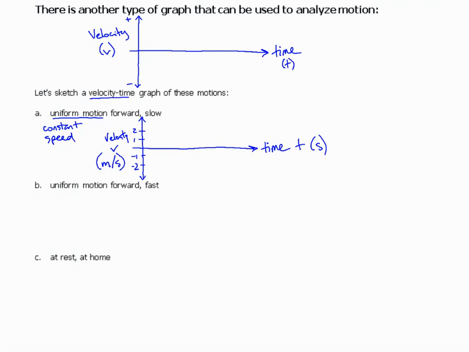So let's say that I start at a velocity of 2 meters per second. If I am moving at a constant speed, let's draw some times here. So here's 5 seconds. What speed would I be going at a time of 5 seconds? Well, I would still be going 2 meters per second. At 10 seconds, same. At 15 seconds. So this is constant speed on a velocity time graph. We are moving in the forward direction at constant speed.